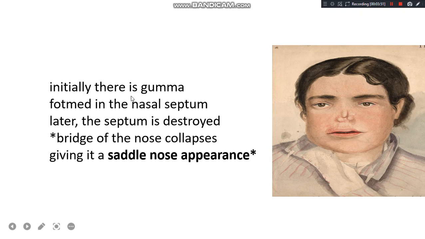Okay, now initially there is a gumma formed in the nasal septum. Later the septum is destroyed and the bridge of the nose collapses, giving it a saddle nose appearance. Now here you can see initially there was a gumma formed in the nasal septum until the septum is completely destroyed. Now we know that the septum contains the bony part and the cartilaginous part. So the bony part is here and the cartilaginous part is here. So both of these parts are completely destroyed, giving a saddle nose appearance.